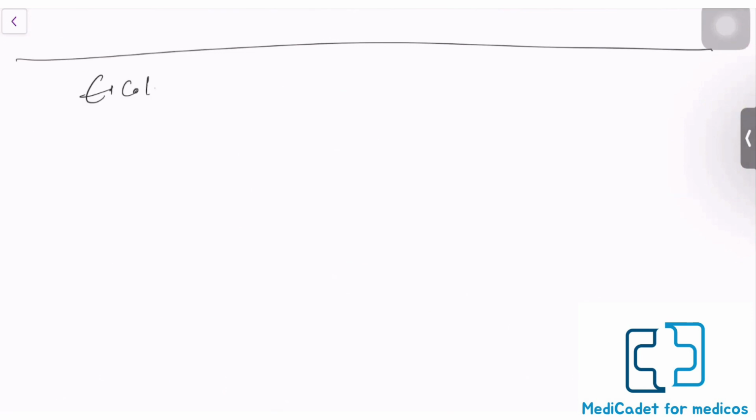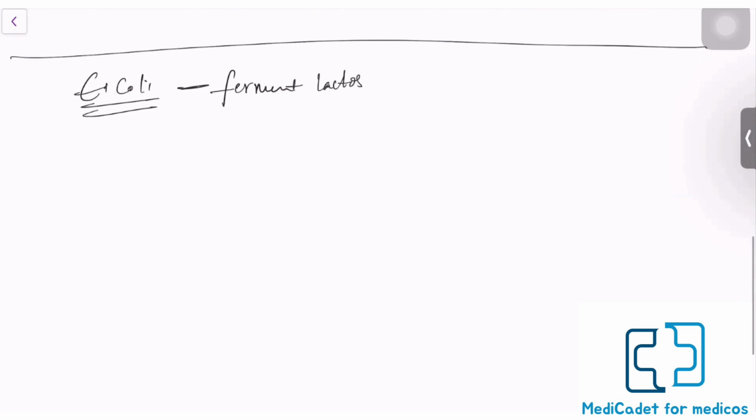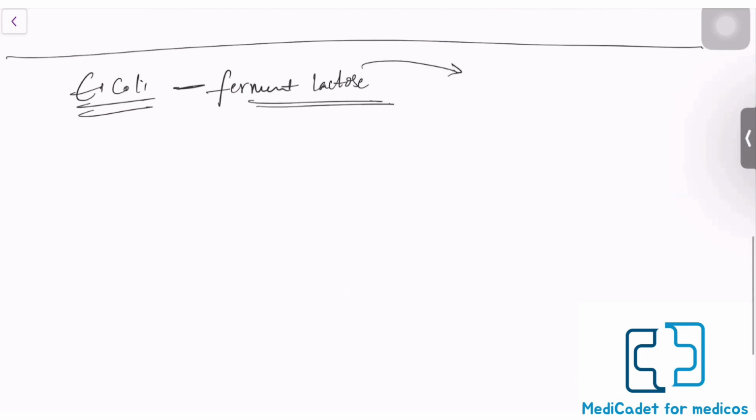First, I'll talk about E. coli. E. coli is again a gram-negative bacillus which can ferment lactose. I'm talking about fermentation of lactose because generally this is one point that will be given in the question to help you understand. Since it can ferment lactose, when it grows on MacConkey agar, it turns the colonies pink. It also causes a green color sheen on EMB agar.